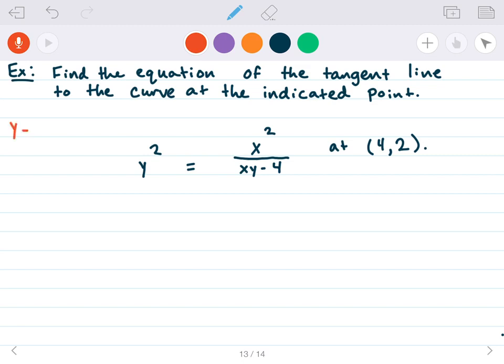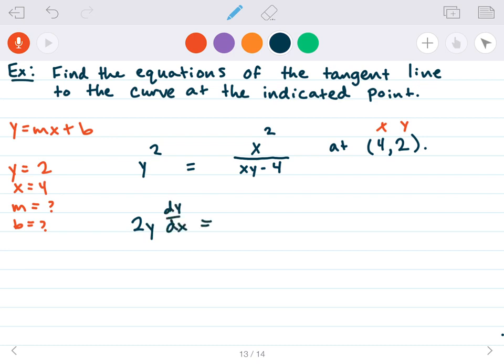So remember, this is my equation of a generic line. I know y is 2 in this instance, and x is 4. And I need to find m by finding the derivative, and then I need to find b by plugging in x, y, and m into my slope-intercept equation. All right, let's do it. So taking the derivative of the left side, derivative of y squared is just 2y dy/dx.